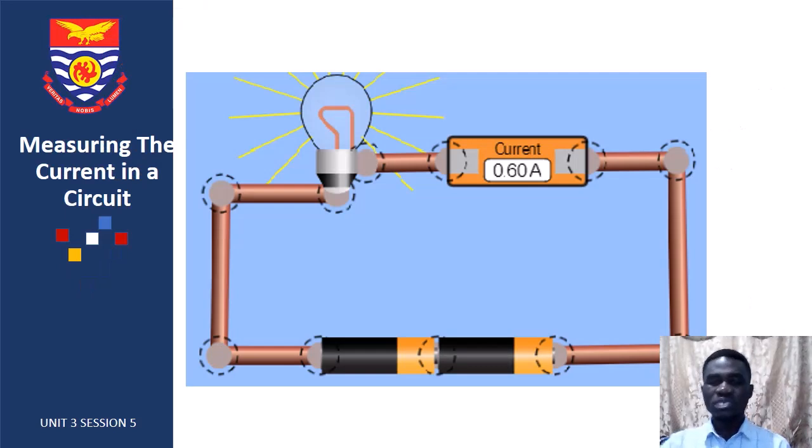So this is a typical diagram showing how the multimeter or the ammeter is being used to measure current through a circuit. So this is one of the leads of the multimeter or the ammeter and the other lead. And you could see the circuit has been broken and the multimeter inserted in the circuit to measure the current that will flow through the circuit.